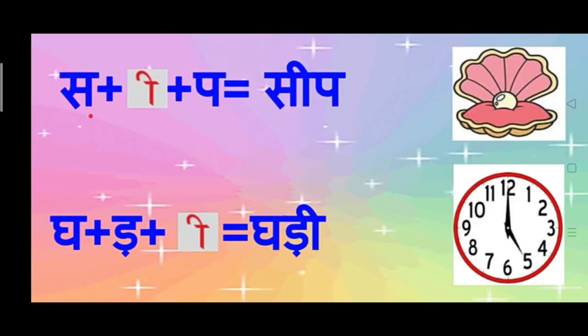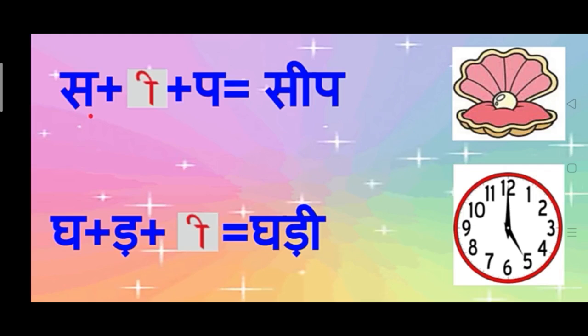Yes. Next, we are going to learn long E ki matra. Okay? Here you can see sa plus E ki matra plus pa. What is that? Seep. Long E. What is the difference you can see here? Short E ki matra, we write before the letter. Long E ki matra, we write after the letter. Correct? S plus E ki matra plus pa. What is that? Seep. Correct?